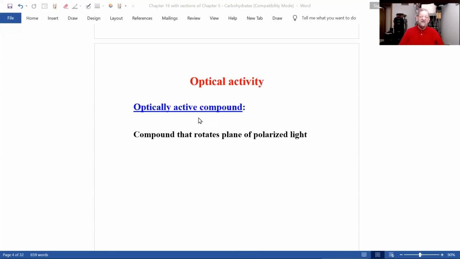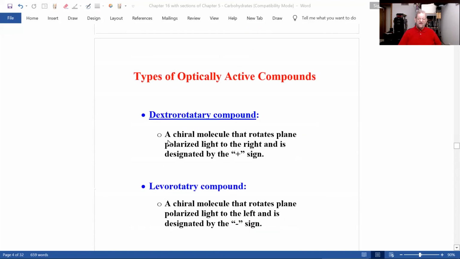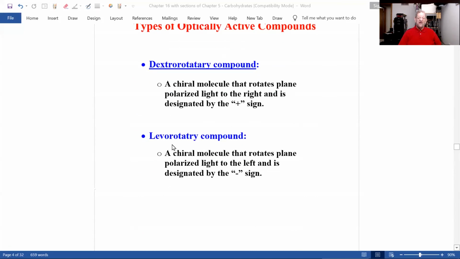An optically active compound is a compound that rotates plane polarized light either to the right or the left. And when it rotates it to the right, it's called dextrorotary, and it has a plus sign in its name. And when it rotates to the left, it has a minus sign.